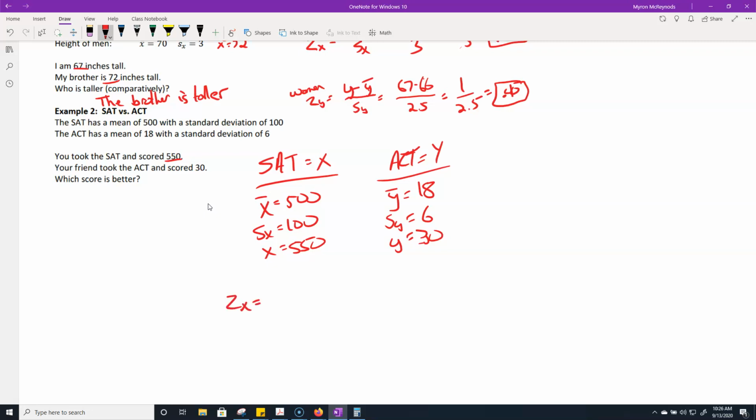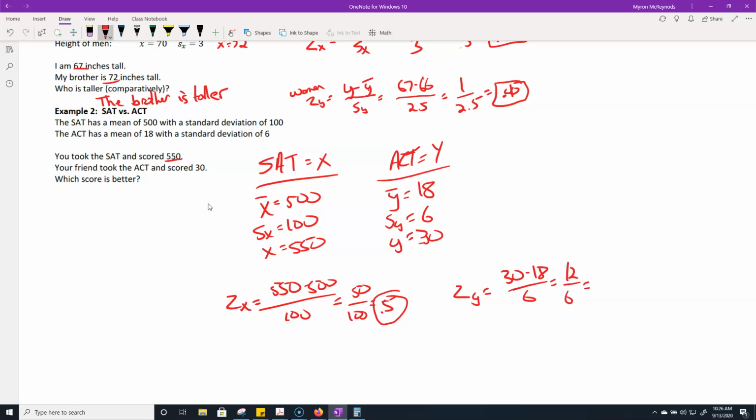So the Z of SAT is going to be 550 minus 500 over 100, which is 50 over 100, which is 0.5. So the Z-score of X is 0.5 for the SAT. So he did a little above average. The Z-score of Y is 30 minus 18 over 6, which is 12 over 6, which is a Z-score of 2, which is much higher.